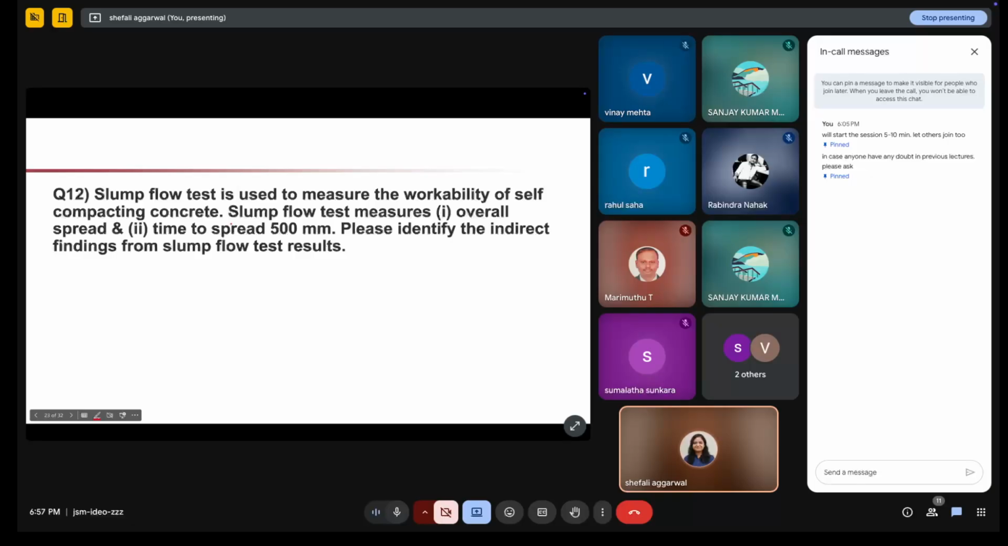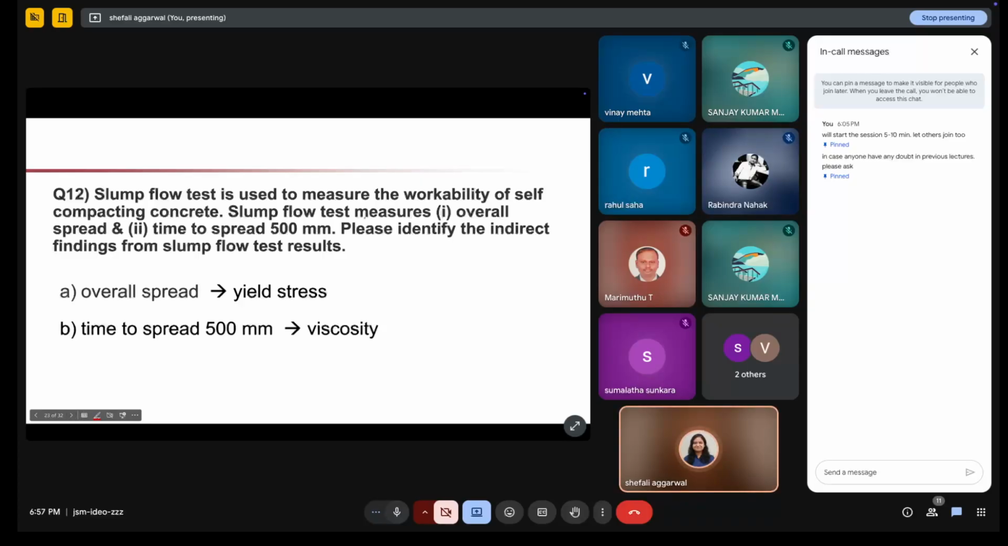Okay. Slump flow test is used to measure the workability of self-compacting concrete. Slump flow test measures dash, overall spread and time to spread 500 mm. Please identify the indirect finding from the slump flow test result. So the overall total flow gives yield stress, and time to spread 500 mm will give plastic viscosity. Correct.